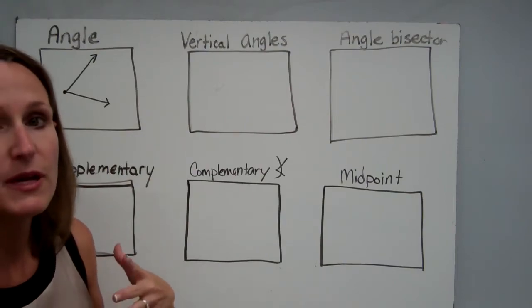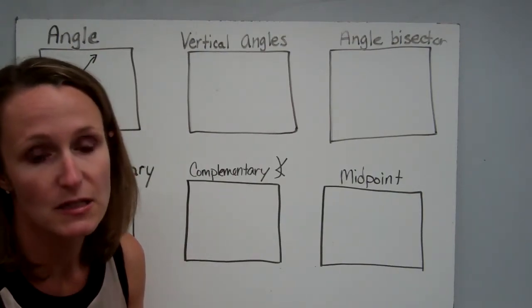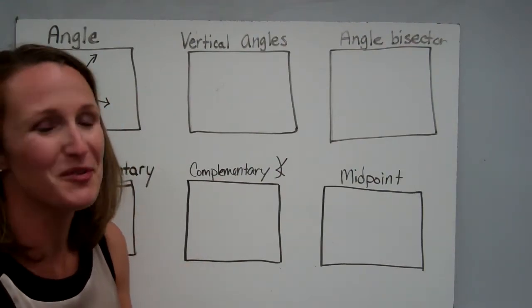Now, an angle can be obtuse, an angle can be acute, an angle can be straight, an angle can be right. Hopefully these are all things you've heard before.